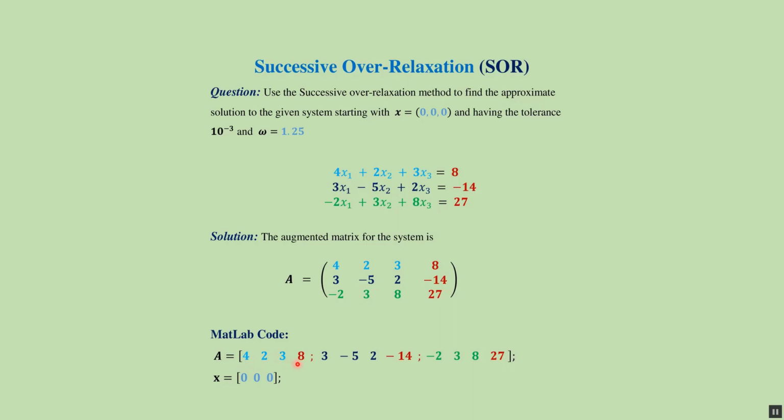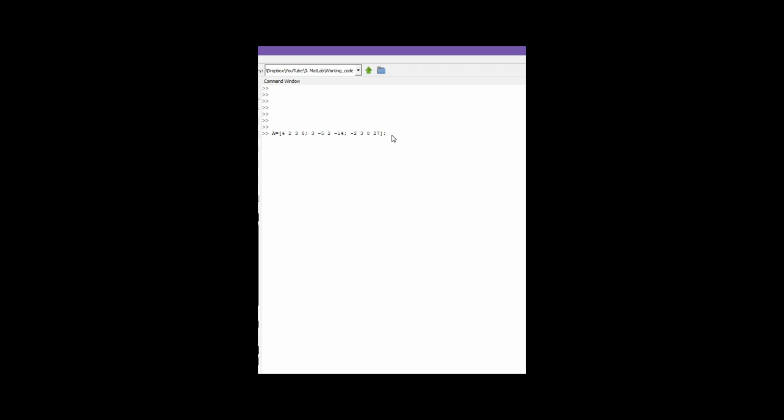To show that this gives an output in matrix form, let's copy and paste it to the MATLAB command window. Now I am in MATLAB command window. So this was our matrix A. To give an output, we need to delete this semicolon. After deleting the semicolon, press enter. So this was our augmented matrix.